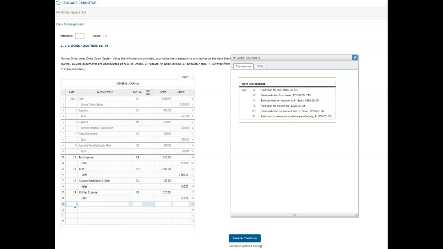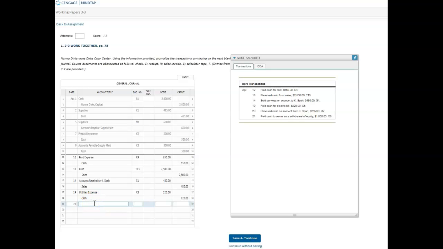All right. Now go to your piece of paper. Mark off the 19th. Now you know that the next thing that we have to journal happened on the 20th. So now we're going to analyze the 20th. On the 20th, we received cash on account from K-Spot for $255. So on the 20th, what came in?